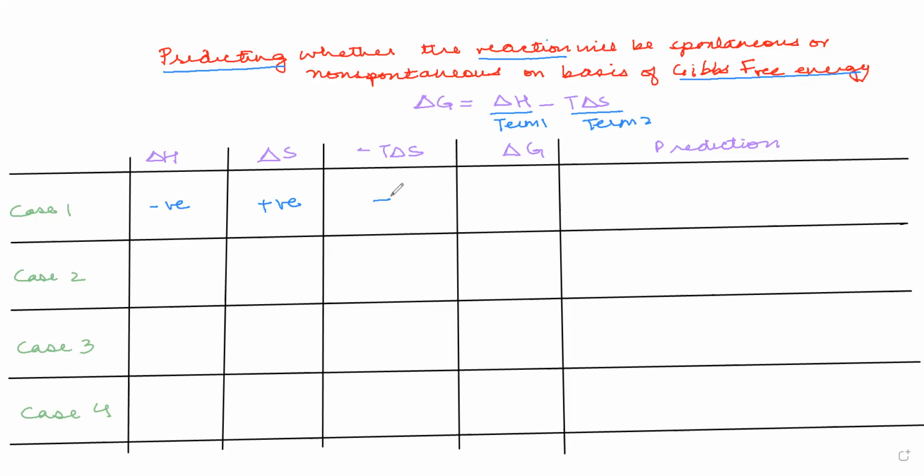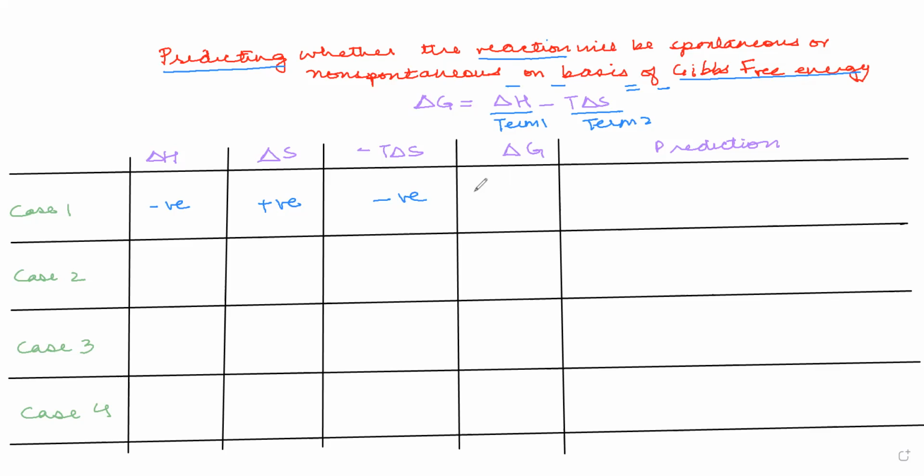So T delta S will be a negative value. So basically what happened is, here your value is negative and this one is also a negative value. So overall Gibbs will become what? Overall Gibbs is going to become a negative value because you are going to sum them up together.